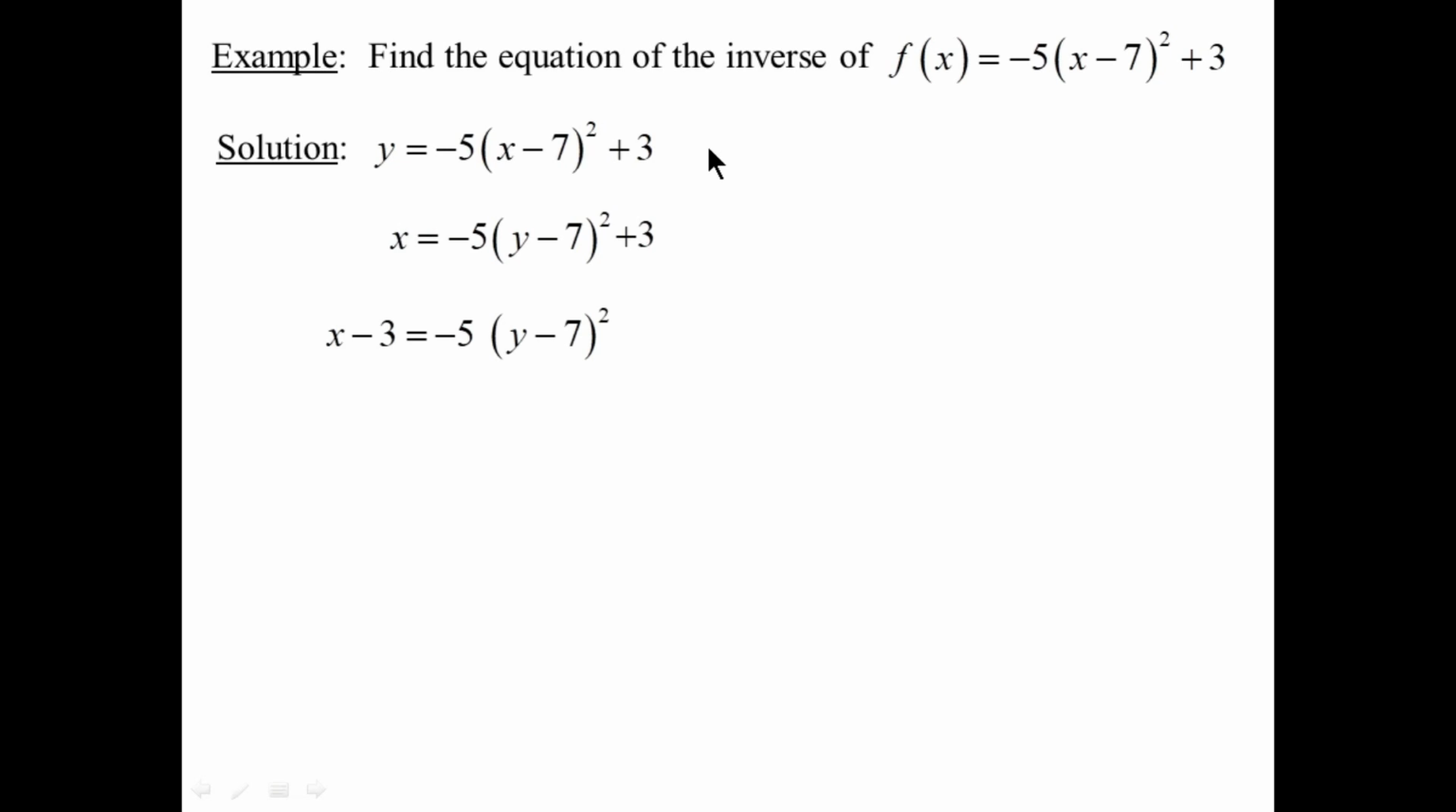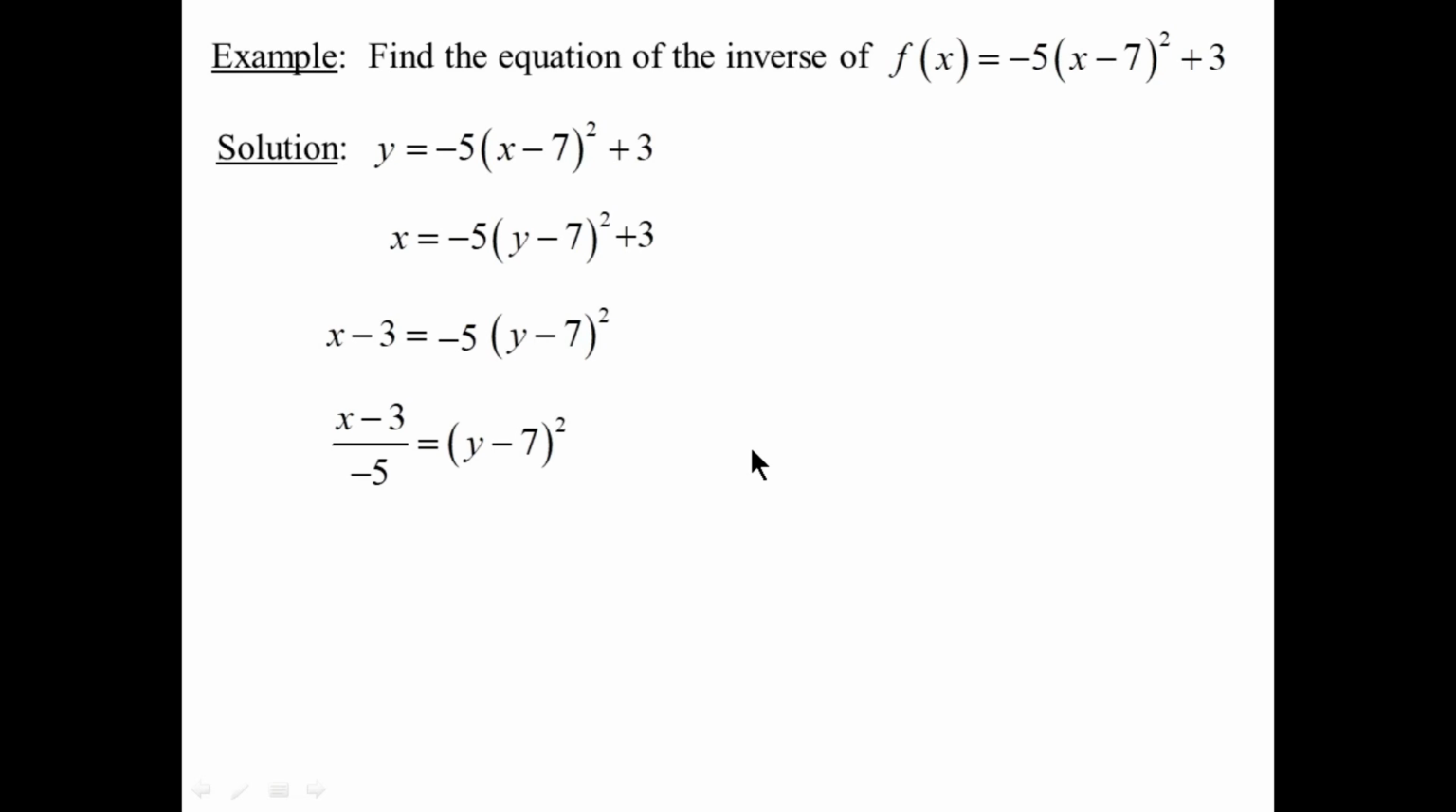Another example, find the equation of the inverse of a quadratic function. Solution. I've rewritten it using standard notation, swap. And now the next step is to isolate the square here. So we'll drag the plus 3 over there. And then we'll divide by minus 5. So it ends up there.